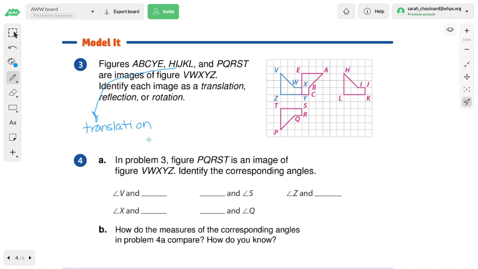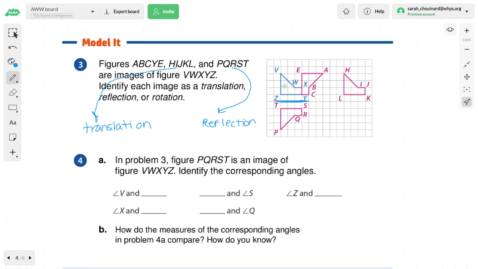Reflection, I think, is next easiest. And so the reflection would be from the blue here. They did a horizontal reflection to get PQRST. So PQRST is our reflection. And our little line of reflection would be right in between the two, right here.